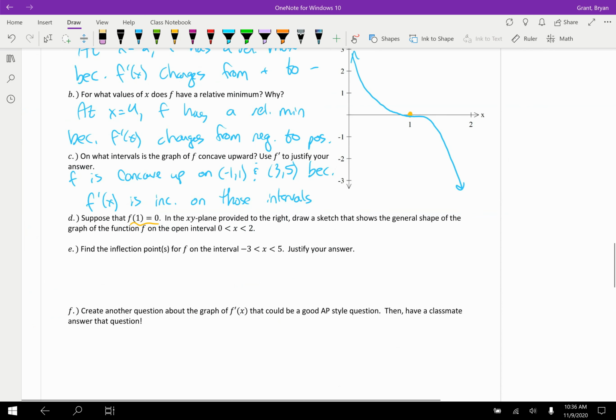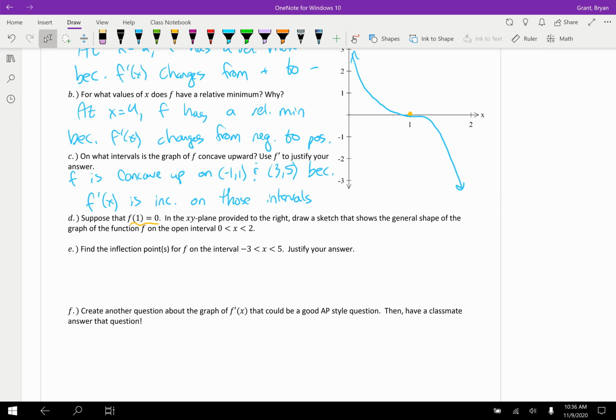All right. Find the inflection points for f on that interval. Okay, inflection points, things get a little trickier. We need to remember inflection points are not just where f double prime is 0, but they can be. We also need to make sure that f double prime changes sign.